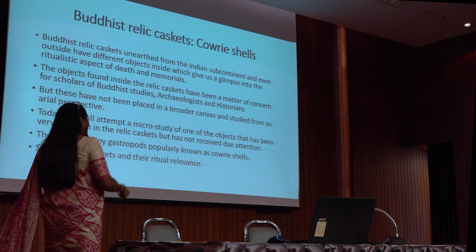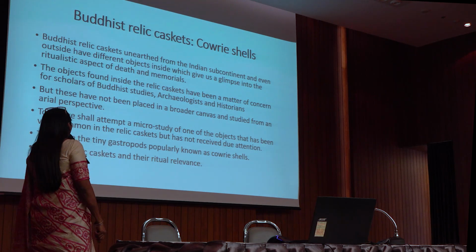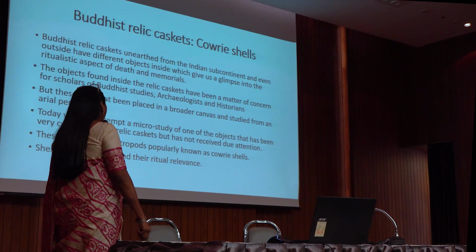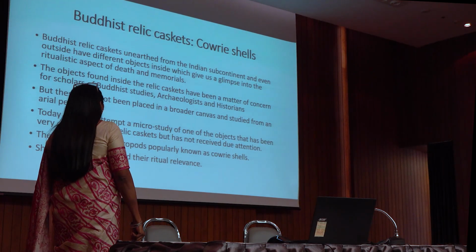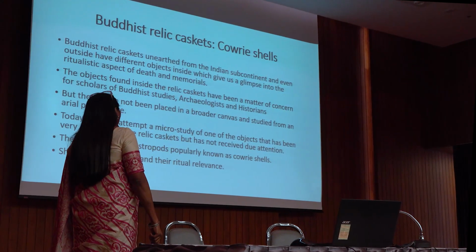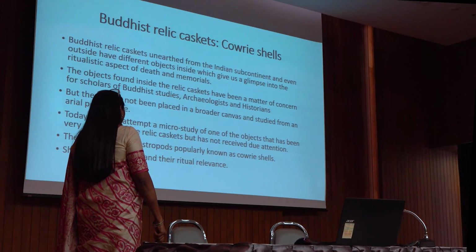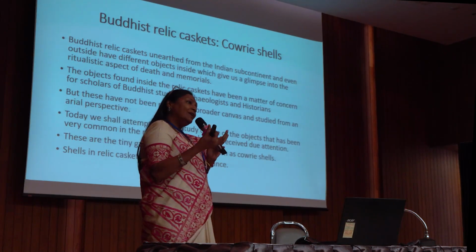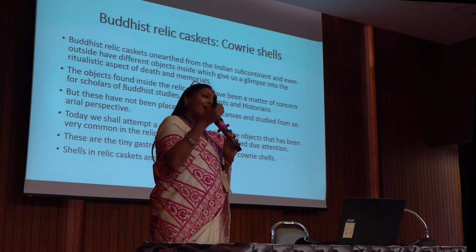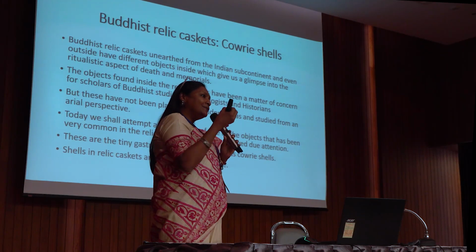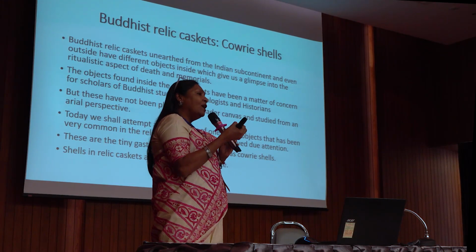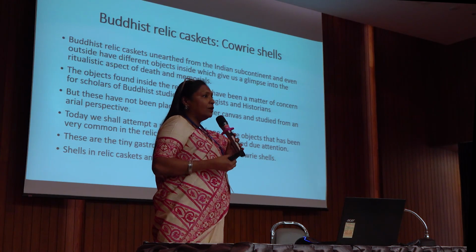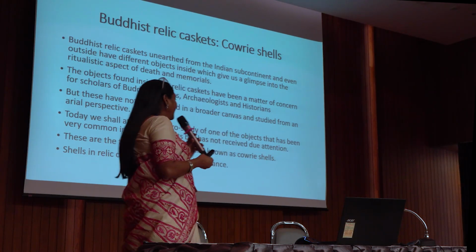So, when we're talking about the Buddhist context, we have a lot of Buddhist relic caskets which have been unearthed from the stupas from the Indian subcontinent. And even outside, we have different objects inside these relic caskets. Whenever we get such relic caskets, you have coins inside, you have gold leaf foils inside, or ashes also inside, and these are the ashes of Buddha or the monks who have died.